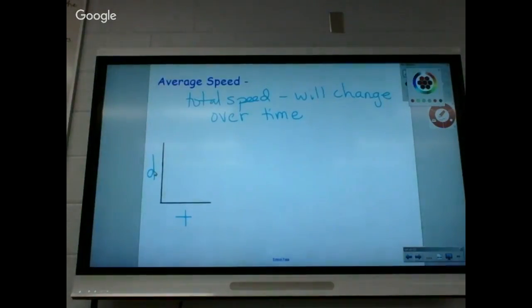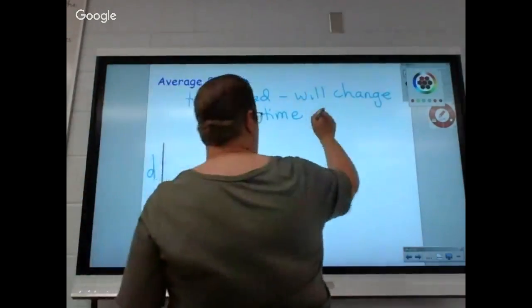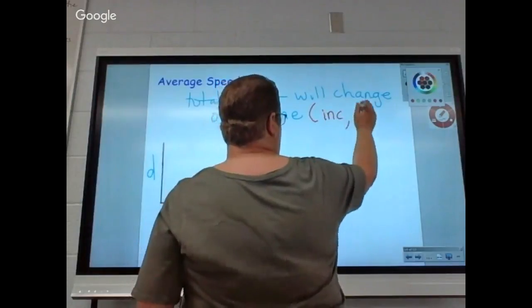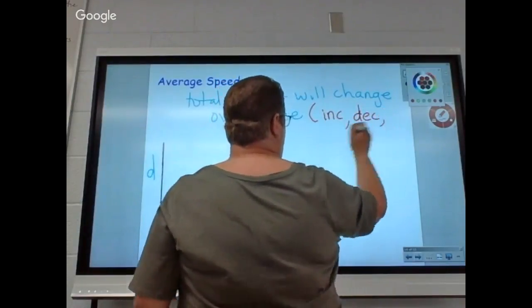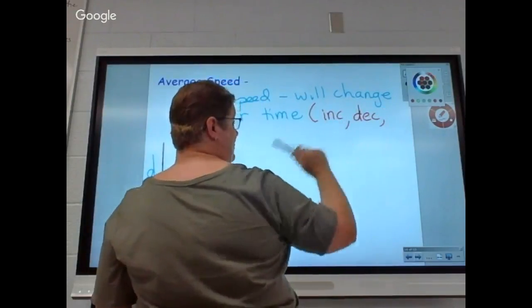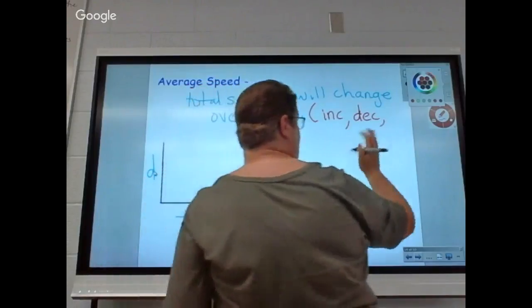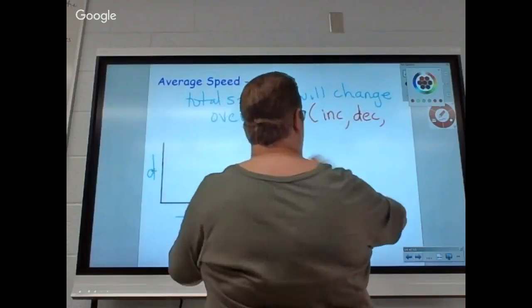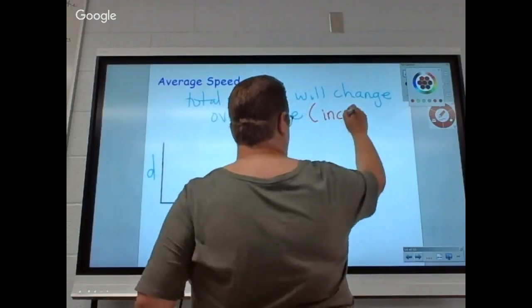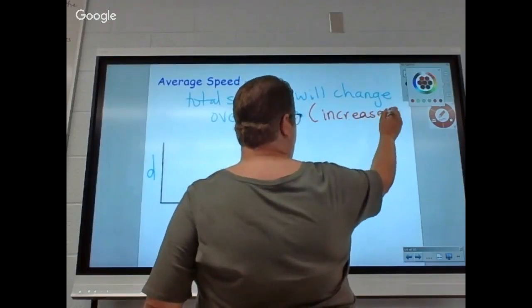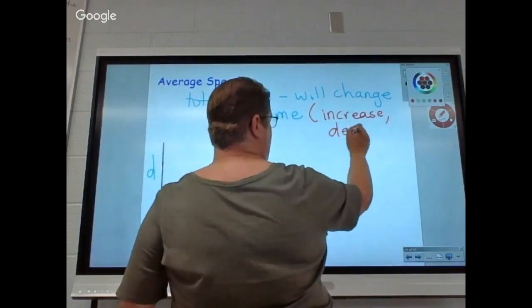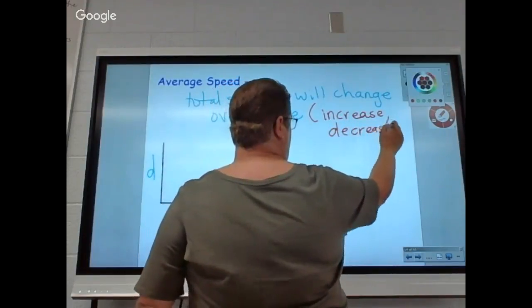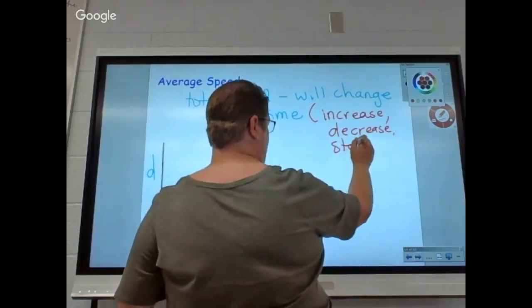That's about it. Now, if we have a graph where my speed, where you just said, it will increase, it will decrease, and does everybody know INC is increase and DEC is decrease, or do I need to spell it out? So I'm going to have spots that it will increase, it will decrease, and it will stay the same.